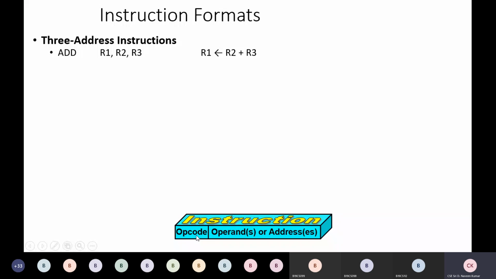The format is opcode, an instruction specifying operations. What I'm saying is this is an example instruction: Add R1, R2, R3. Can you say what the opcode is here? Because an instruction needs to follow this format, opcode and also operands. So what is the opcode here, and what are the operands in this instruction?